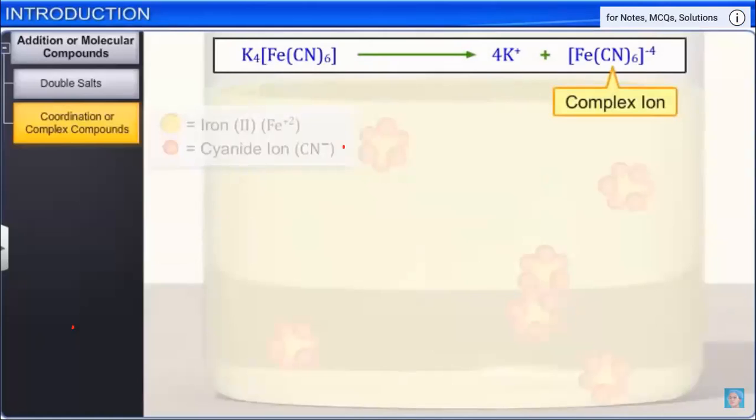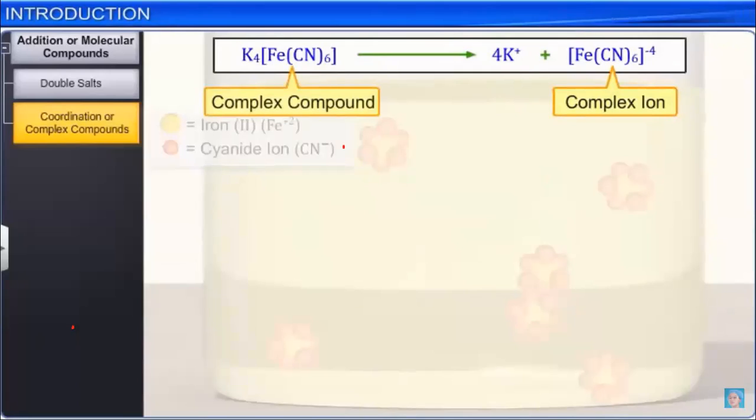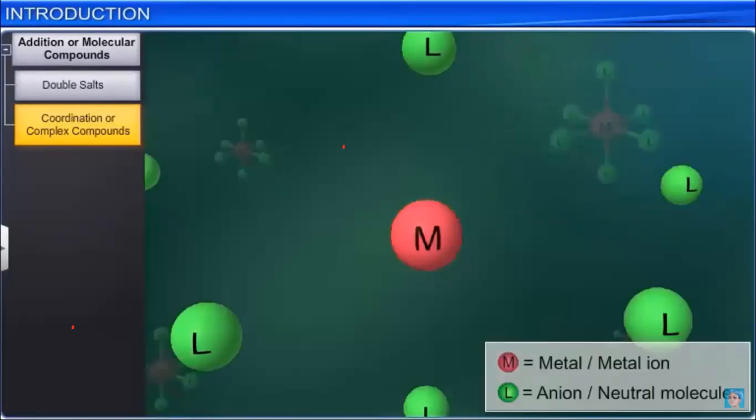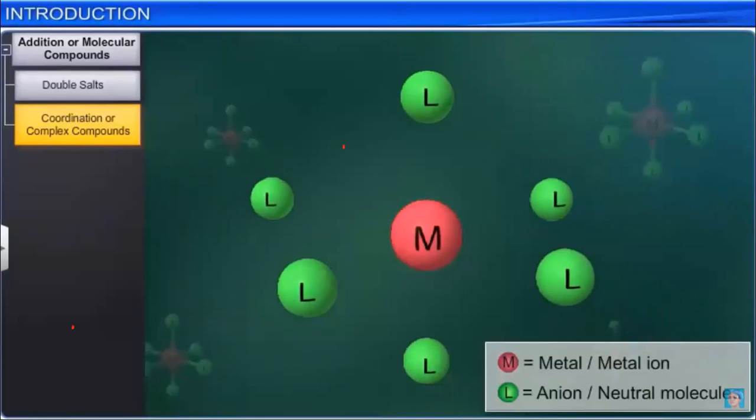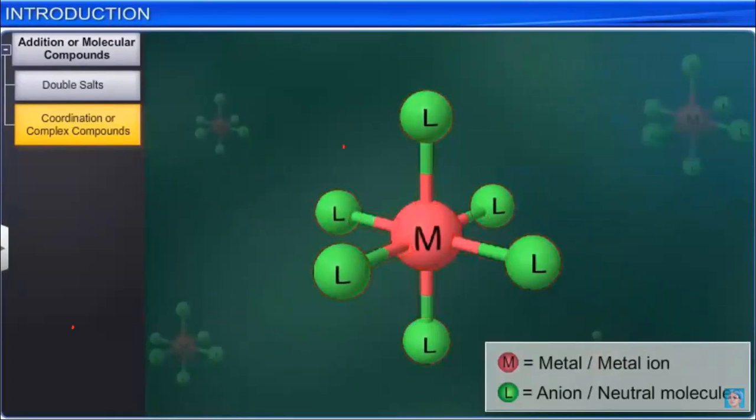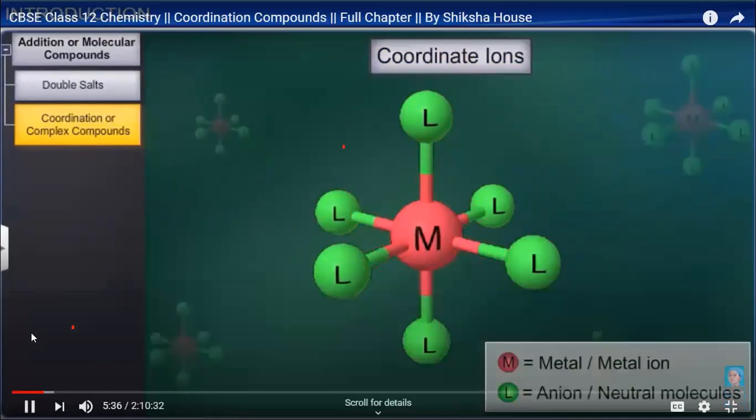So we call that a complex ion. Then this is our complex compound and that is our complex ion. The central metal ion in the complex ion forms dative or coordinate covalent bonds with the species surrounding it. Complex ions are also known as coordinate ions, and hence the corresponding compounds as coordinate compounds.